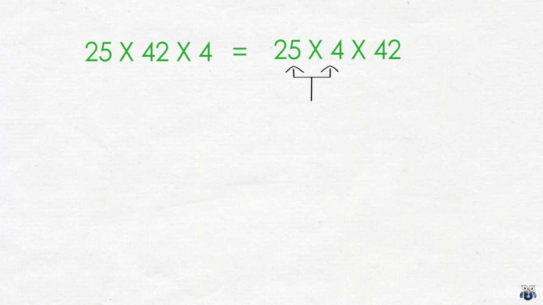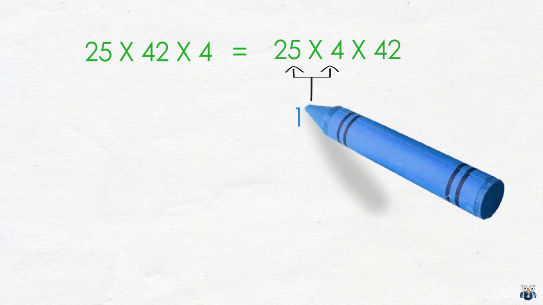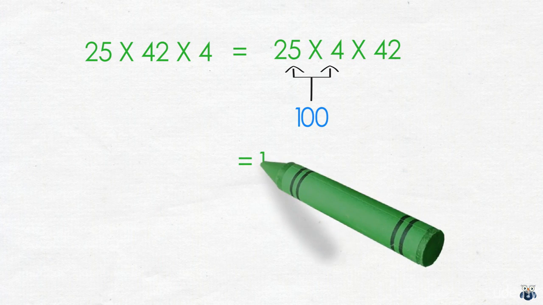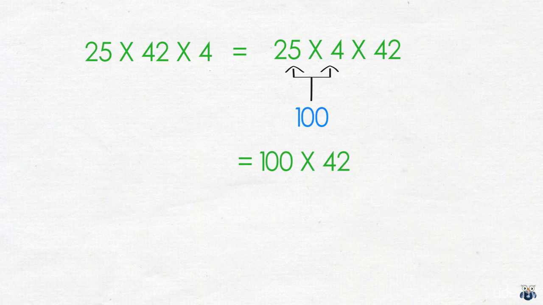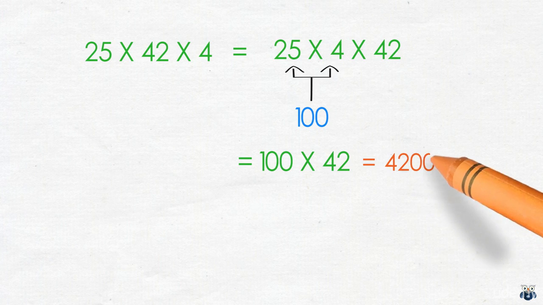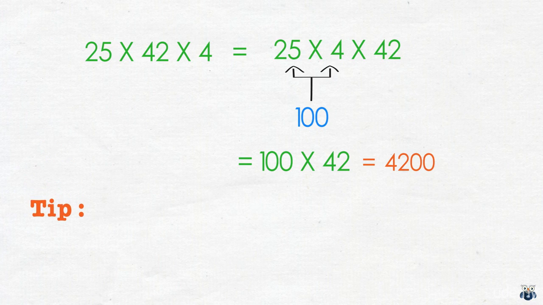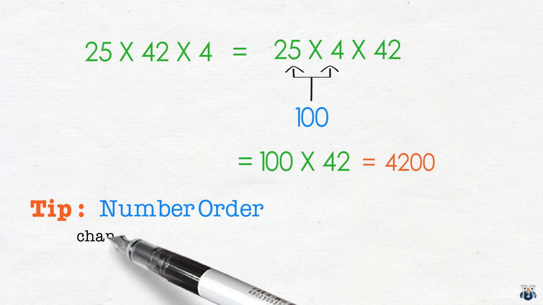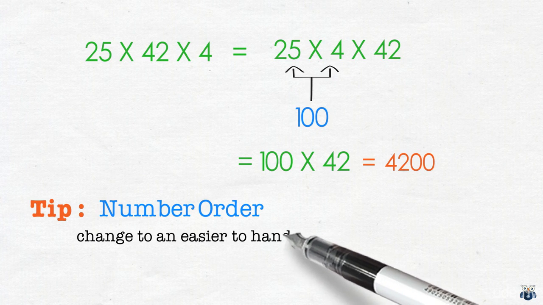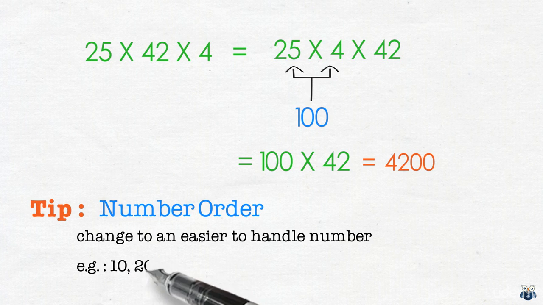Let's now solve this juggled problem statement. 25 times 4 is 100. We are then left with 100 times 42, and this is easy to solve. The answer is 4,200. So here's our next step. When solving multiplication problems, see if you can change a multiplier to an easier to handle number such as one of these.